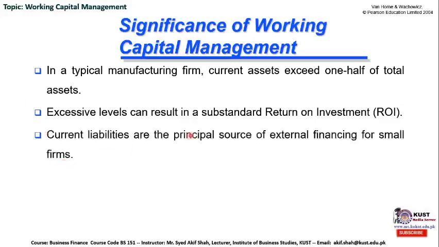Third, the current liabilities are the principal source of external financing for small firms. So small firms particularly emphasize the current liabilities, which are short-term liabilities to be paid within 1 year of time period. Therefore, such liabilities need to be paid out from the current asset source. This is why the management of current assets is really important for a manufacturing company in particular.